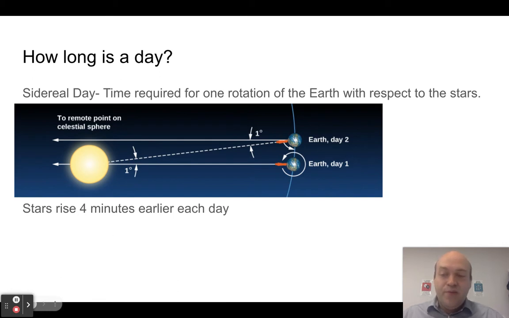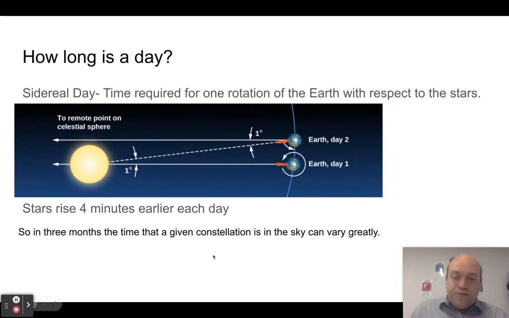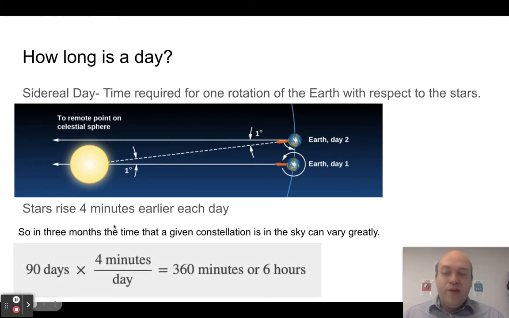Okay, so over time, we can see a different set of stars at a different time than we would have been able to. So, for example, if there was one constellation visible at 10 o'clock one night, since they rise 4 minutes earlier every day, after a few months, it wouldn't be 10 o'clock, it'd be a totally different time. Like I said, 3 months go by and it's 4 minutes a day, then 90 days times 4 minutes a day, that's now a difference of 360 minutes or 6 hours.